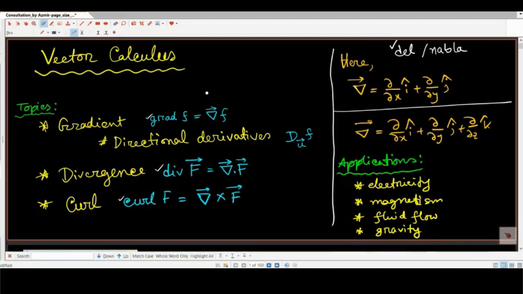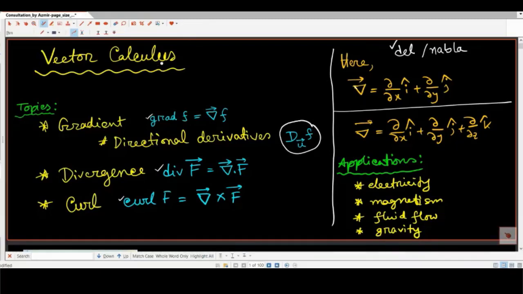With this del symbol, we can represent gradient, divergence, and curl. Gradient is grad f, that is del f, where f is a function of two variables or three variables, that means a function of several variables. Divergence can be denoted by del dot f, that is divergence of f. Curl is denoted by del cross f, also known as curl f. Besides gradient, we have to know another term, that is directional derivatives. The directional derivative is denoted in this form.